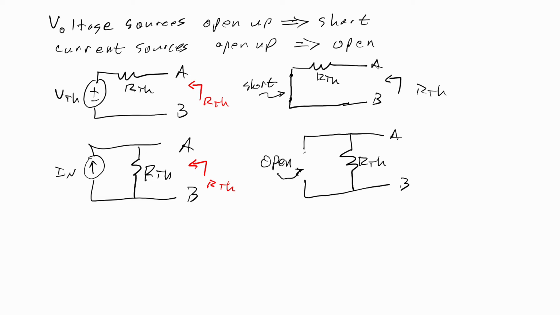Right? We just replaced the current source with an open circuit, and looking in, all we see is that Thevenin resistance, because there's no connection here. We don't have any connection here. It's an open. So looking in here, we just see this path here through RTH.